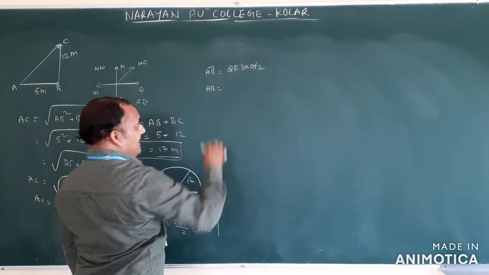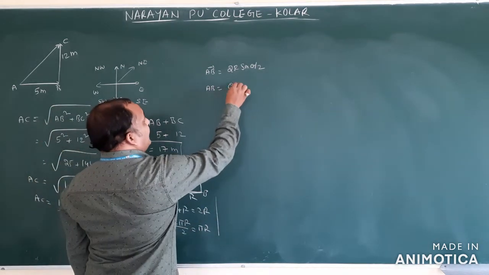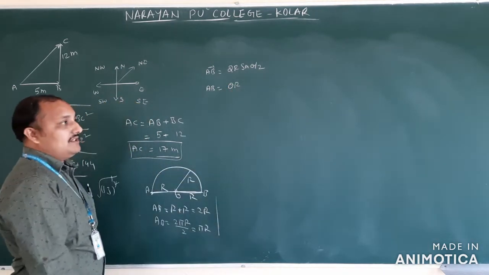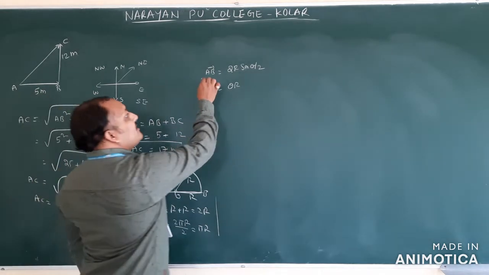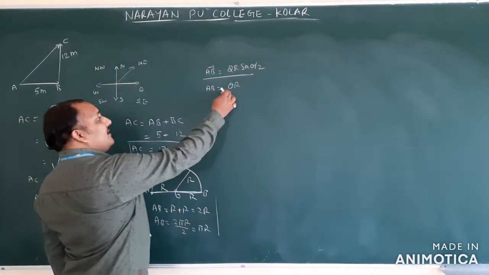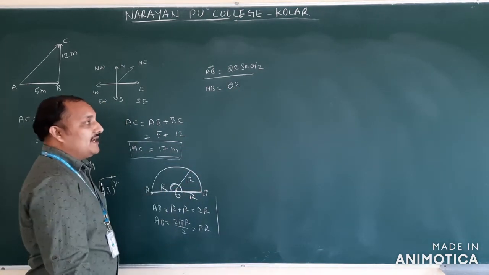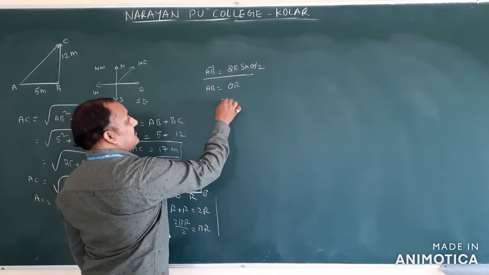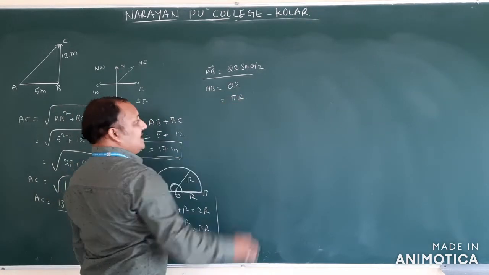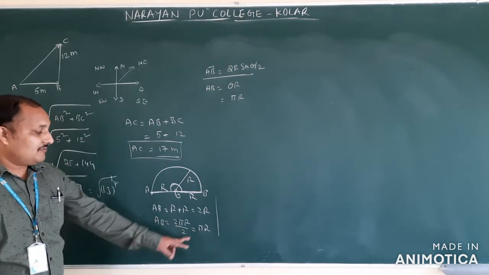Next, AB is nothing but distance. That is nothing but theta r. Let us remember these formulas. So you can apply by using these two formulas also. So if you have taken this one, what is theta here? Theta here is 180 degrees. How will we write 180? 180 is nothing but pi. 360 degrees is 2 pi. 180 is nothing but pi. You got pi r.